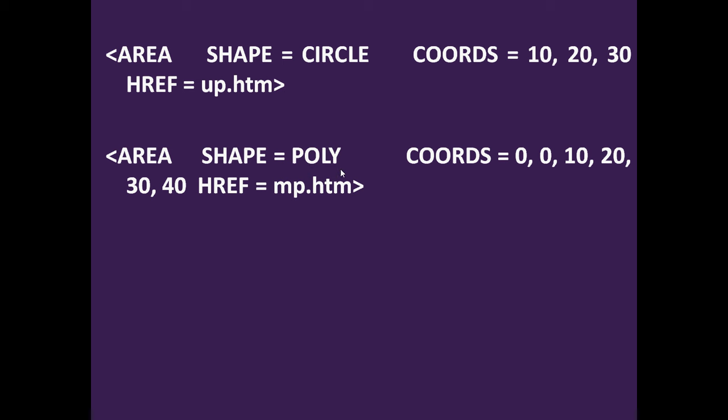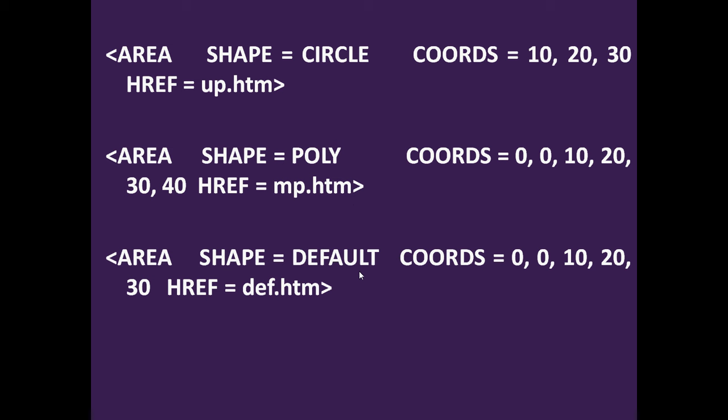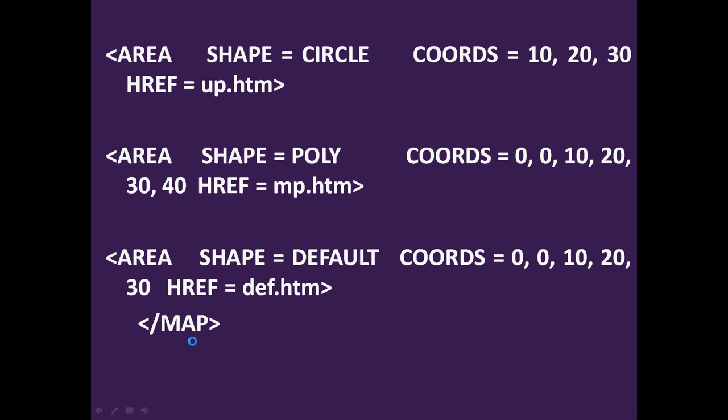In case of polygon, we have to write poly, shape is poly, and for coordinates you have to specify several coordinates of each corner. And when we click in that particular polygon surrounded by these coordinates, it is going to invoke mp.htm. And lastly, it is default. And lastly, we are closing the map tag. Please remember, the img tag does not have an ending tag, whereas map has the ending tag. So we are closing it here. So with this, we complete image mapping in HTML. Thank you.